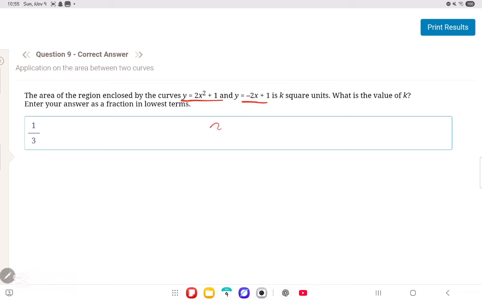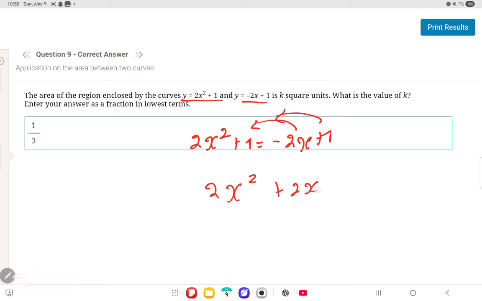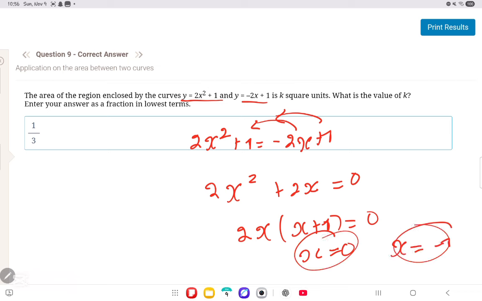Right, we need to find their intersection. So how do we find their intersection? We make them equal to each other. So 2x squared plus 1 is equal to minus 2x plus 1. So you move everything to the side, you get 2x squared plus 2x, and then plus 1 minus 1, which is 0, is equal to 0. So then 2x, take it common, x plus 1 equals 0. That means x is either equal to 0 or x is equal to minus 1. These are the two intersection points, right?